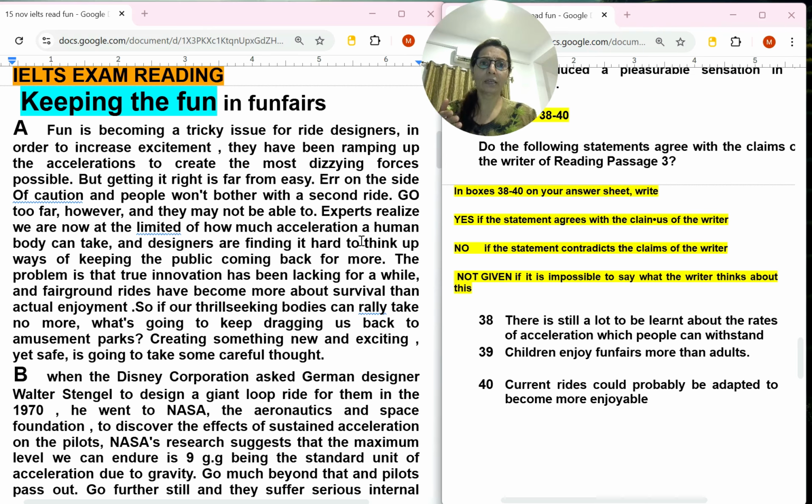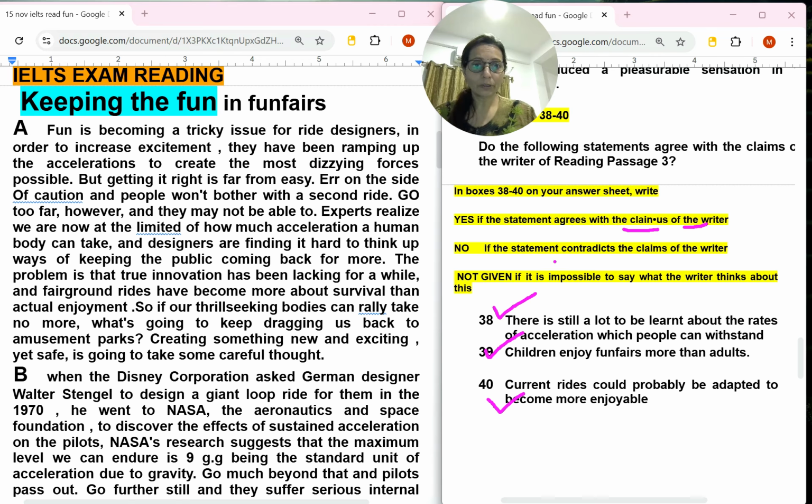Some writers, one or two writers, must be explaining their research work. That is the main thing. You can understand the meaning of this: yes, no, not given. Yes, if the statement agrees. What is the statement? These are the statements. These three statements agree with the claims of the writer. So the claims of the writers are given over here in the paragraph.